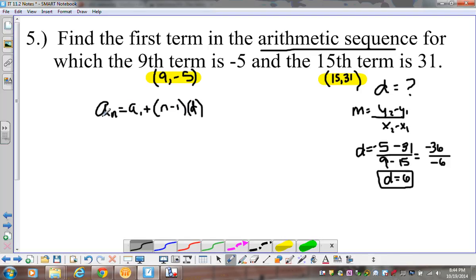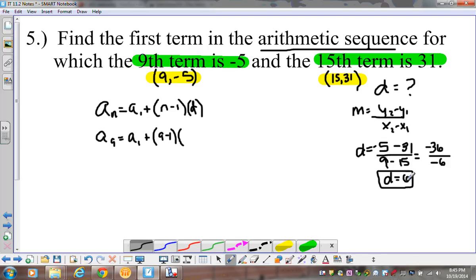Now, because I need a specific term, I'm going to use one of my terms that they give me. Doesn't matter which one you use. You can use your ninth term, you can use your 15th term. It doesn't matter. I'm just going to use my ninth term because it's there. All right, so I'm going to use a sub 9 to help me find a sub 1 because that's what I'm looking for. Plus, all right, so since I'm using a sub 9, my n value here is 9.